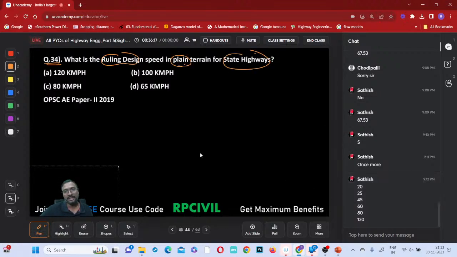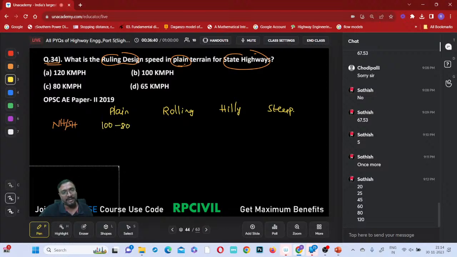What is the ruling design speed in plain terrain for this state highway? Do you remember that? National highway or this state highway, what is it you are having? Plain terrain, if you just observe, plain, rolling. I told you to remember all these values now. Plain terrain, rolling terrain, and next one is hilly or mountainous terrain. Next one is steep terrain. If you just observe, what can you say? 180, right? What is the meaning of this 180?